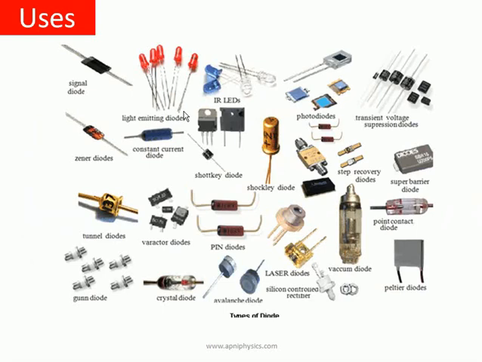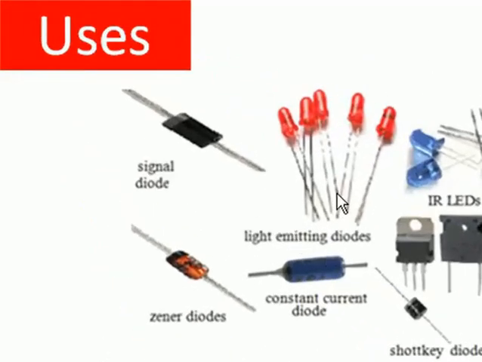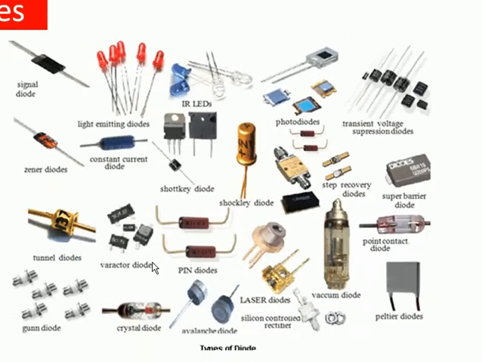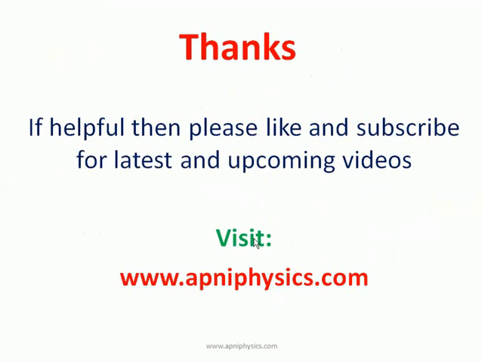The applications of the p-n junction diode are very large. You can see here signal diodes, light emitting diodes, IR LEDs, photodiodes. The applications of the p-n junction diode are so large. You can see here that we use it in laser diodes. So I hope I have made it clear.